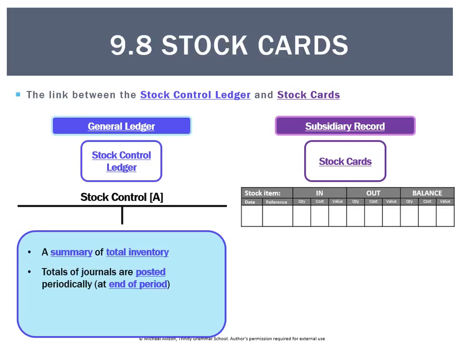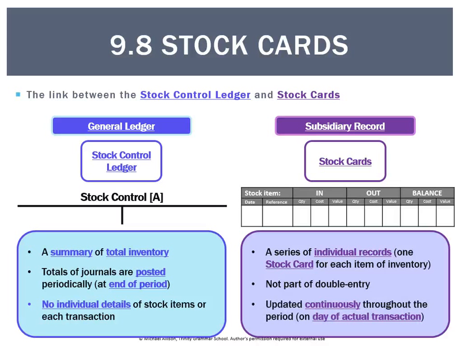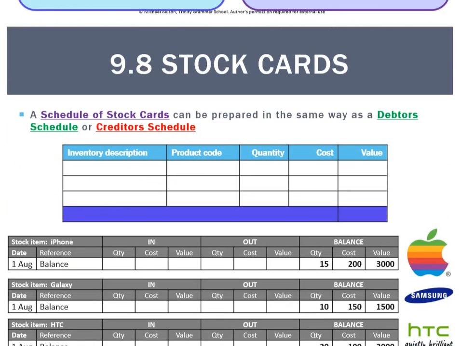Totals of the journals are posted periodically at the end of the period to this ledger. No individual details or transactions will go in the stock control account. The stock cards, however, that's where we will put the individual records, so this is where all our detail goes. So there's no double entry in here, it's just in, out, balance. And it's updated continuously throughout the period. That's why it's called a perpetual inventory system. So obviously this is done with computers these days. We're going to do it by hand, but the principle is still the same.